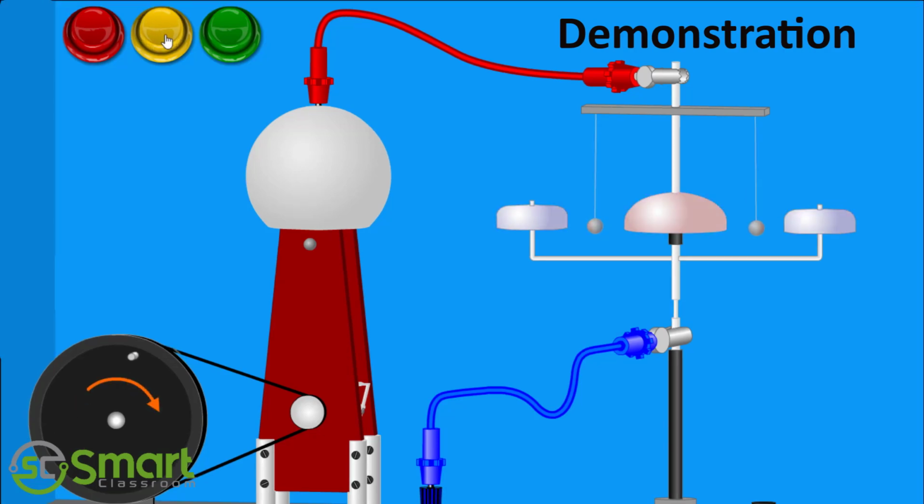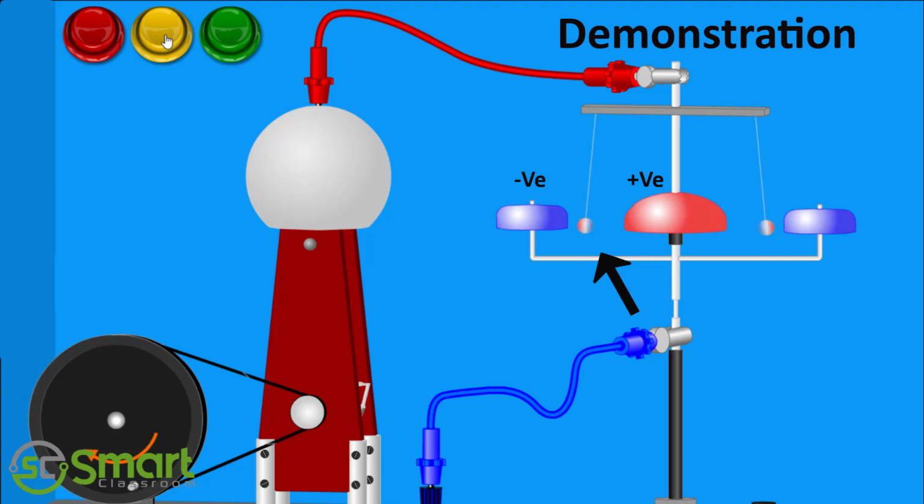Because of induction, the suspended conducting sphere is attracted towards the negatively charged shell. Once it touches the shell, it becomes negatively charged and is attracted towards the positive shell. If it touches the central shell, it becomes positive again. This process will continue and the sphere will bounce back and forth between the shells. In this way, we can have fun with physics.